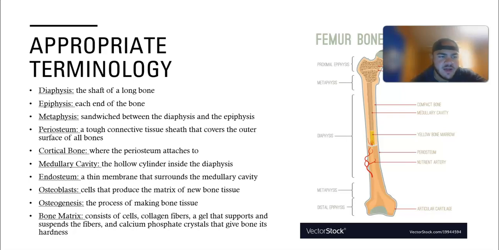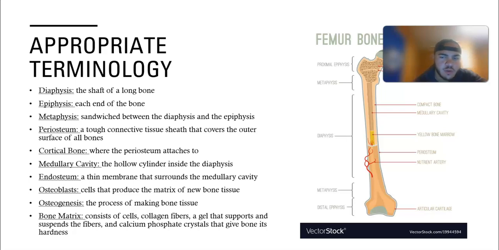We have the diaphysis, which is the shaft of the long bone. We have the epiphysis, which is each end of the bone. And you have the metaphysis, which is sandwiched between the diaphysis and the epiphysis. So it's kind of that middle part between the epiphysis and the diaphysis. You have the periosteum, which is a tough connective tissue sheath that covers the outer surface of all bones. So it's kind of like a wrapping around all bones.